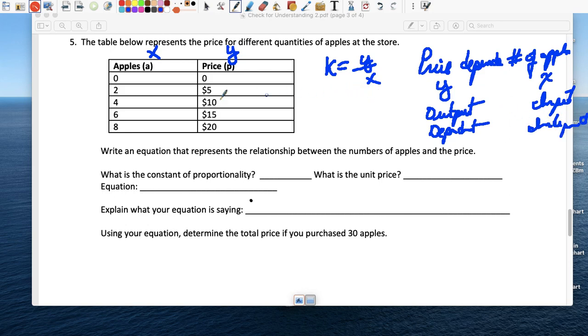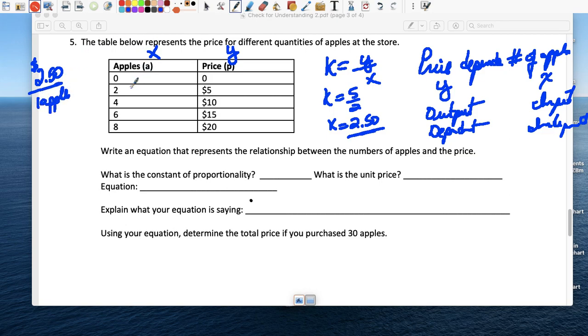All right, so let's pick a value. Let's do the first one, 5 over 2. So k equals 5 over 2. That means that every apple is $2.50. So just knowing this, I know that every apple is $2.50, which says that the unit rate, and I'm answering the second question, is $2.50 for one apple. Let me write that with the appropriate units.